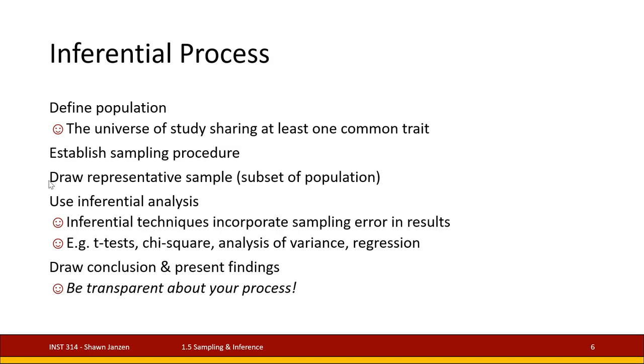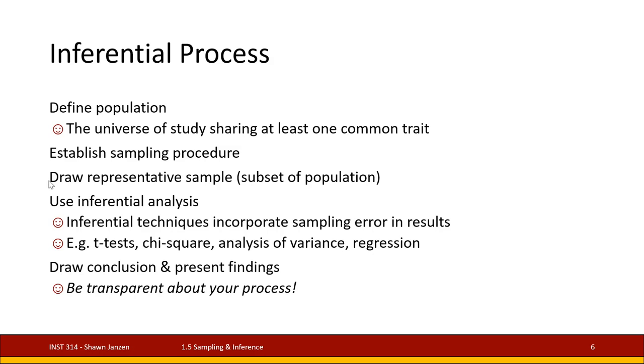It starts with defining the population. And we said before, that's the group that has the commonality of at least one common trait. There may be more, but at least one. Then we establish our sampling procedure. We talked about those last time, like convenience, stratified, and simple random. From there, we draw this representative sample, that subset of the population. We then use an inferential analysis, which we're going to be learning more about as we go through this course, things like t-tests, chi-squares, ANOVAs, regressions, correlations, etc.